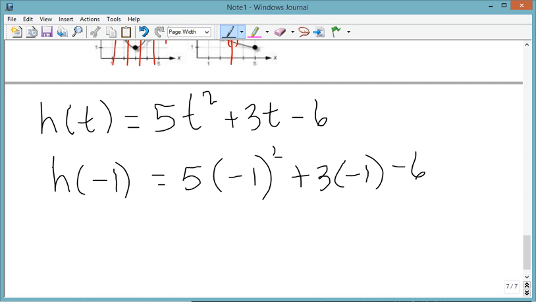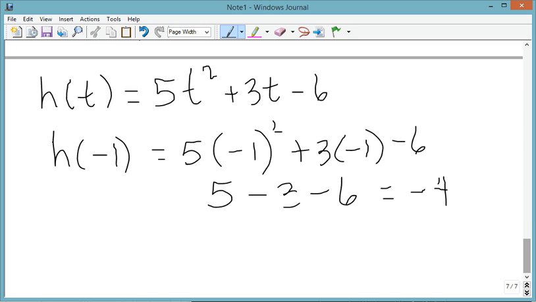So we're going to do the square first. That negative 1 squared is positive 1. So I have 5 times positive 1, so that would just be 5. And then I have 3 times negative 1, so that would be negative 3. And then our negative 6. So 5 minus 3 is 2, and 2 minus 6 is negative 4. So the thing to watch out here is to be careful about plugging in the negatives particularly.